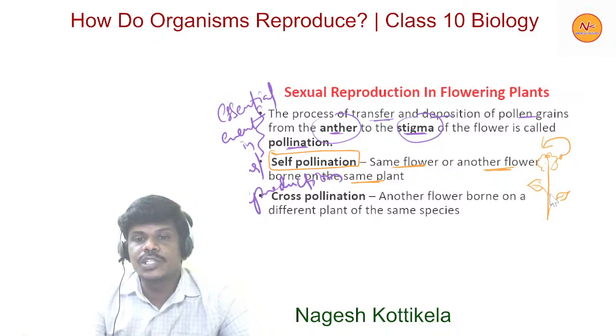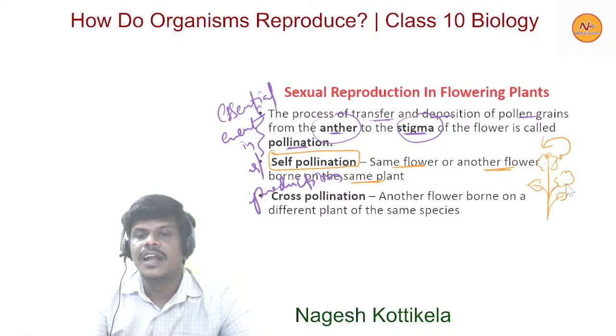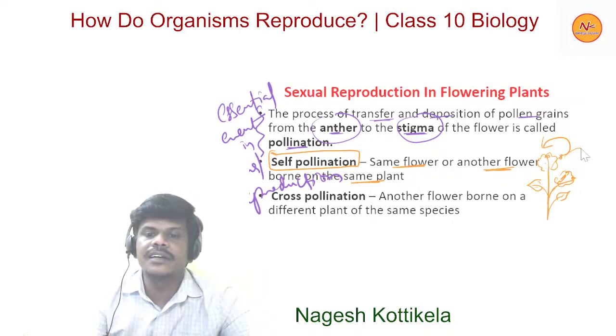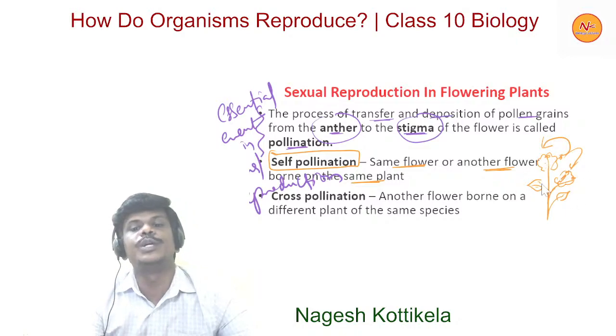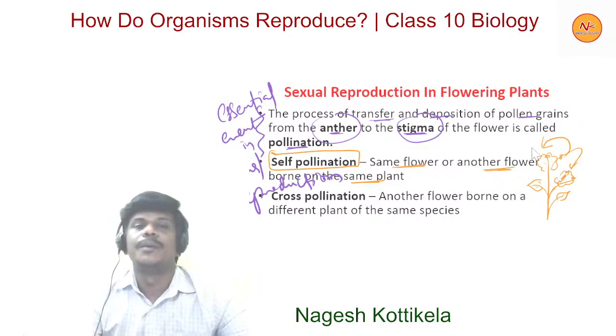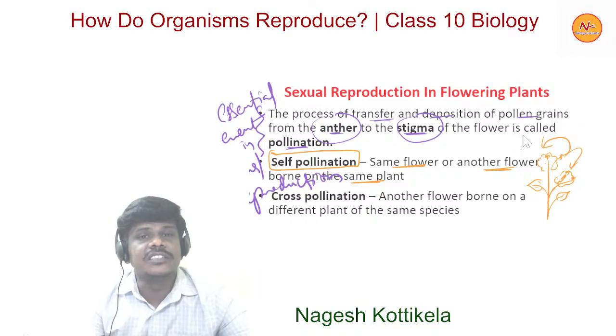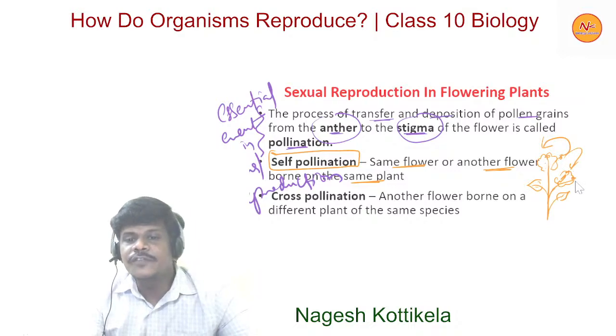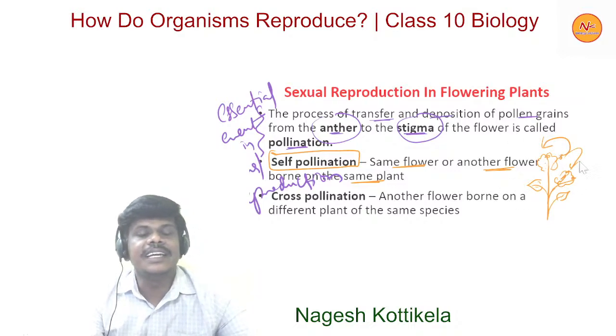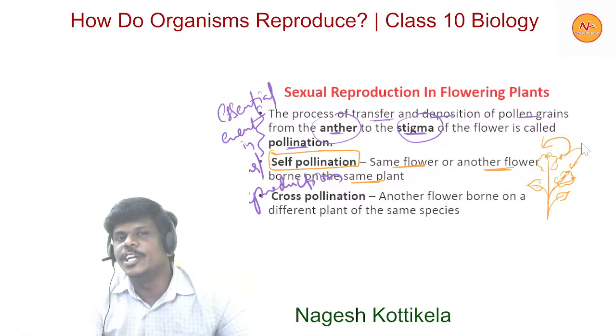Now let's suppose here is another flower, and here is the stigma. Here is the anther. Now if pollen grain is transferred from this anther to this stigma, then also it is called self pollination. So the meaning is, if the pollination occurs within the same flower or another flower on the same plant, then it is called self pollination.